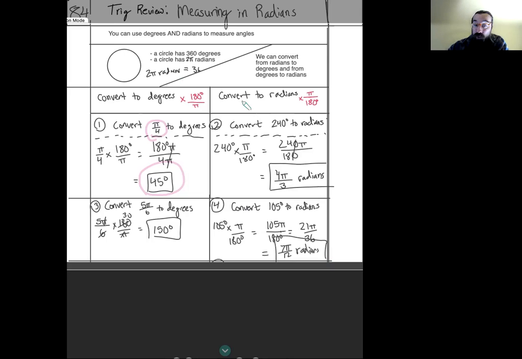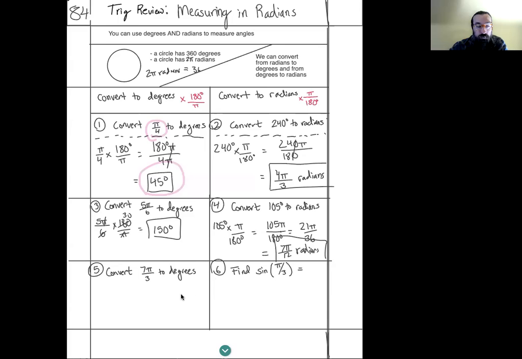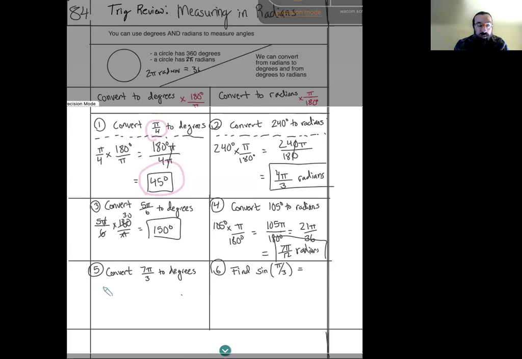So far we've done 4. It really is that straightforward. We converted from degrees to radians, from radians to degrees, and we've got a few more problems left. All right, so we've got convert 7 pi over 3 to degrees. What do we multiply that by? Same thing, 180 over pi.